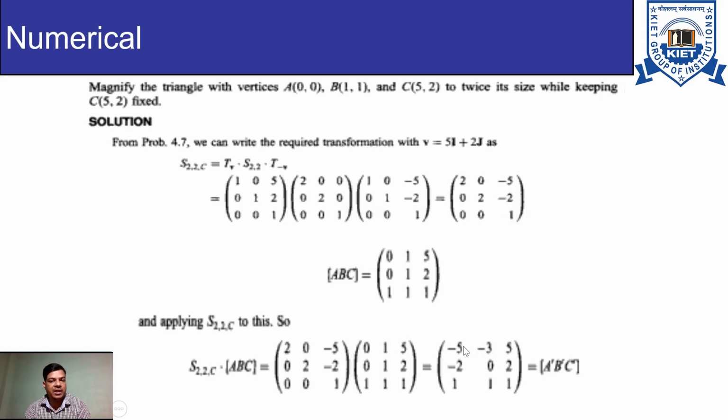The new coordinates are (-5, -2), (-3, 0), and (5, 2). So this is the solution of this numerical.